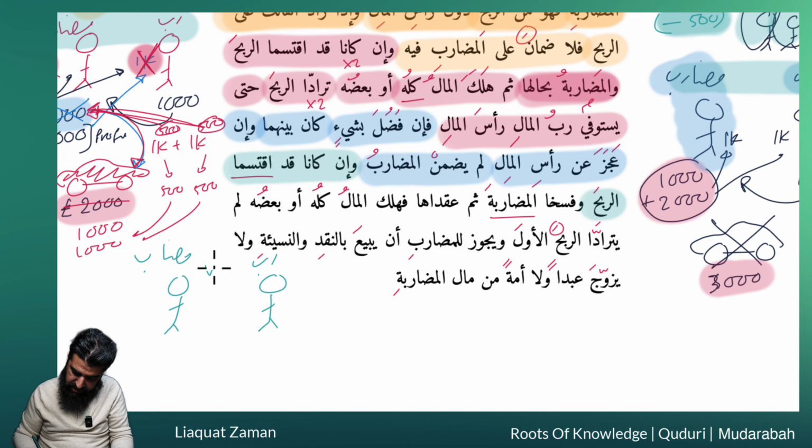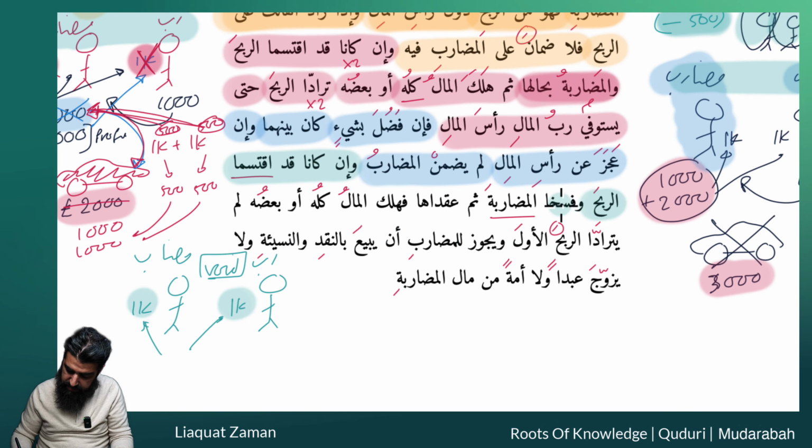And void there. And they've also taken their profits, 1k each. Right? They voided the contract, money's gone back in, and it's over. So he says, إِن كَانَ قَدْ اِقْتَسَمَ, if they have distributed the ribh between themselves, وَفَسَخَ الْمُضَارَبَ, and ended the mudaraba, ثُمَّ أَقَدَهَا, now they've done a new contract.